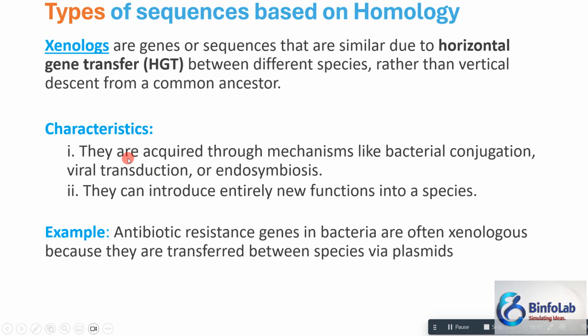So what are the characteristics? As I explained already, they are acquired through mechanisms like bacterial conjugation, transduction, and endosymbiosis, and they can introduce an entirely new function into a species. How? As I explained earlier, a non-pathogenic bacterium becomes a kind of pathogenic because it got the ability to resist the antibiotics, the beta lactam antibiotics. So this is a specific case of xenologs and how they come to the pool.